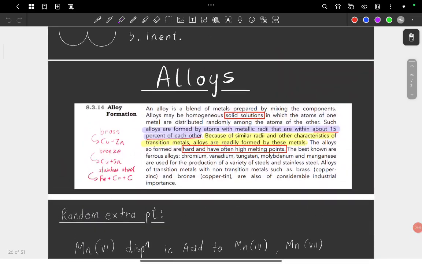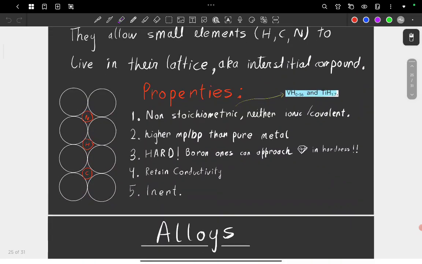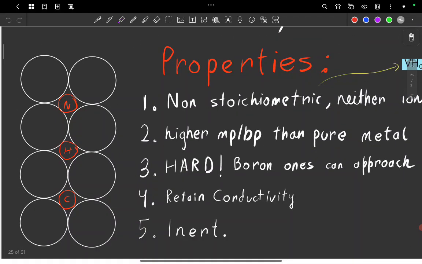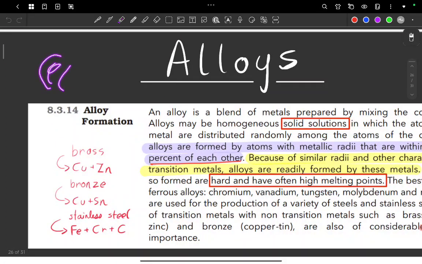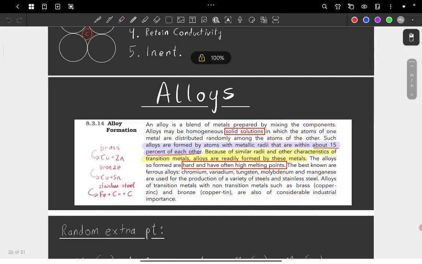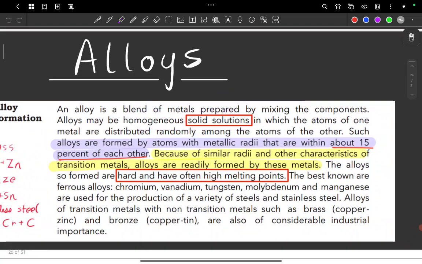Now let's learn about alloys. I just attached the NCERT screenshot. Okay, an alloy is basically a blend of metals prepared by mixing the components. Now, what is the difference between interstitiality and alloy? An interstitial compound is basically a large atom whose lattice is occupied by smaller ones. But an alloy is just the combination of two metals, basically a solid solution where atoms of different metals exist in the same lattice. Okay, this is an alloy. Now, they are homogeneous solid solutions. Homogeneous because all the elements are in the same phase, which is solid.